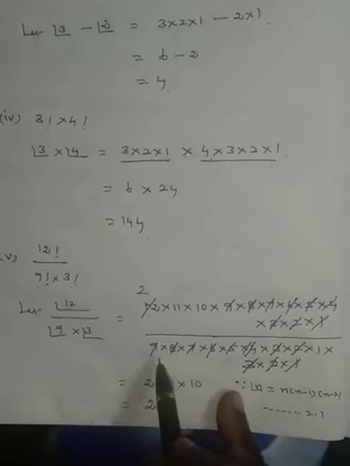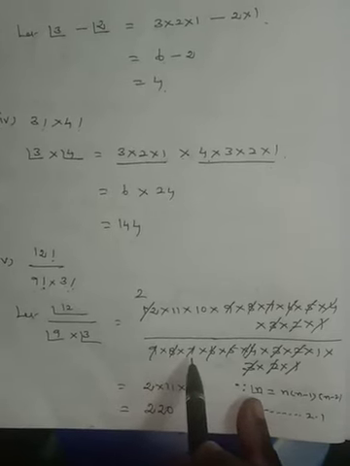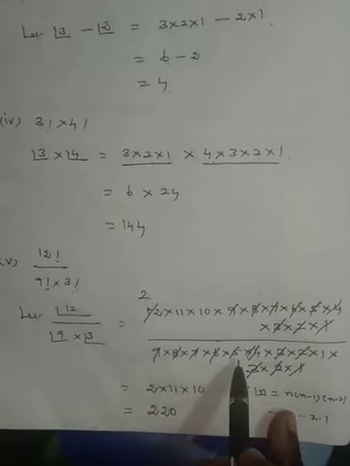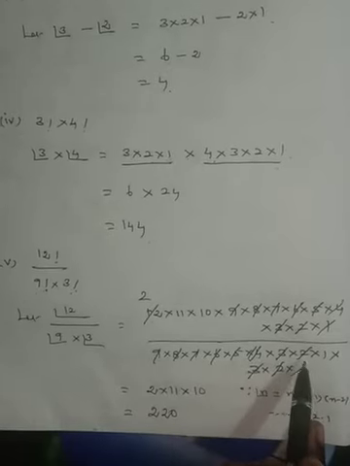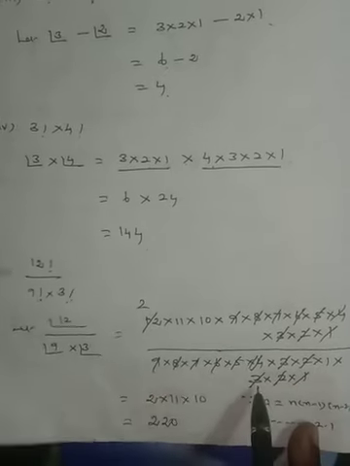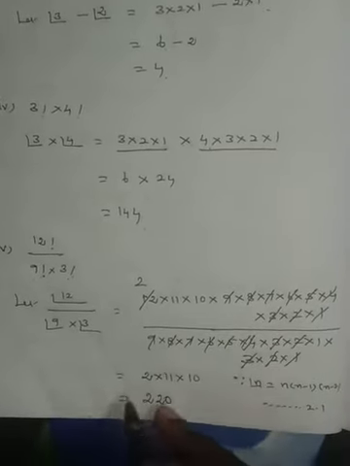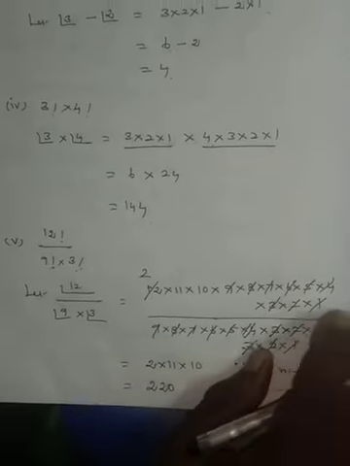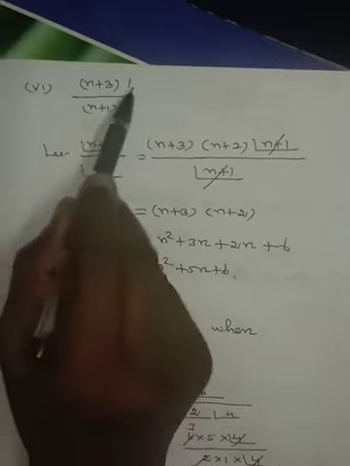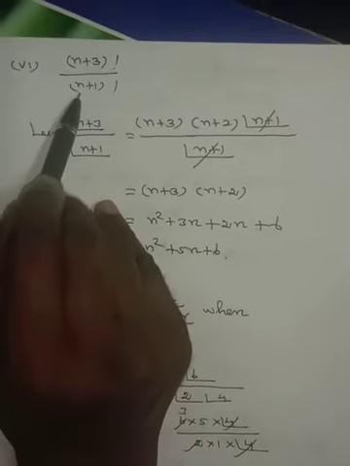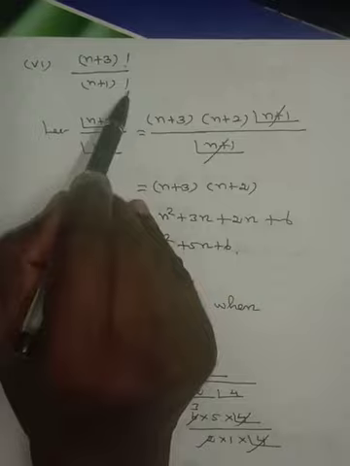Denominator 9 factorial is 9 into 8 into 7 into 6 into 5 into 4 into 3 into 2 into 1. 3 factorial is 3 into 2 into 1. Cancelling all these things, we get 2 into 11 into 10, which is 220.